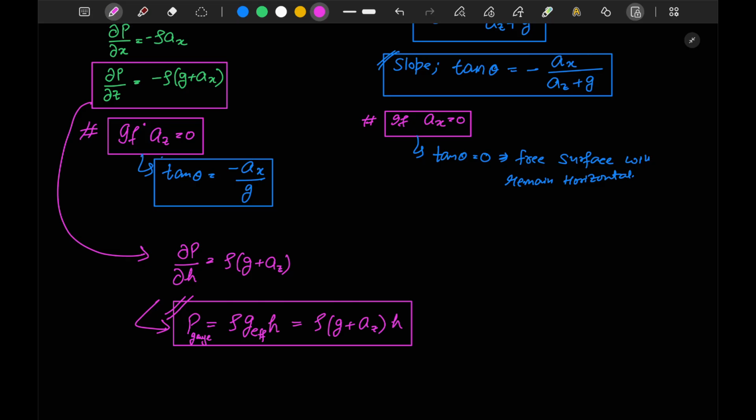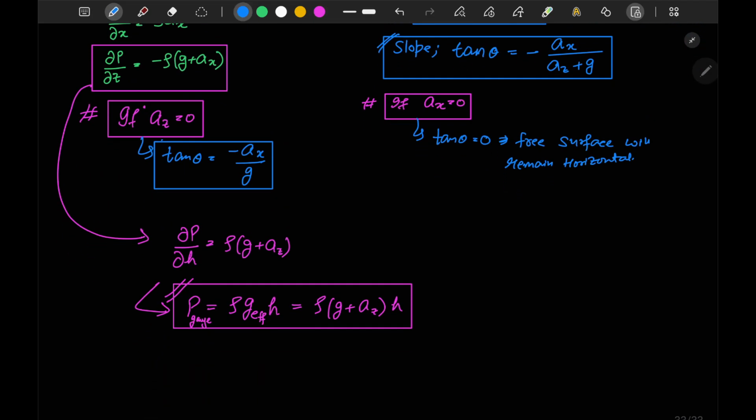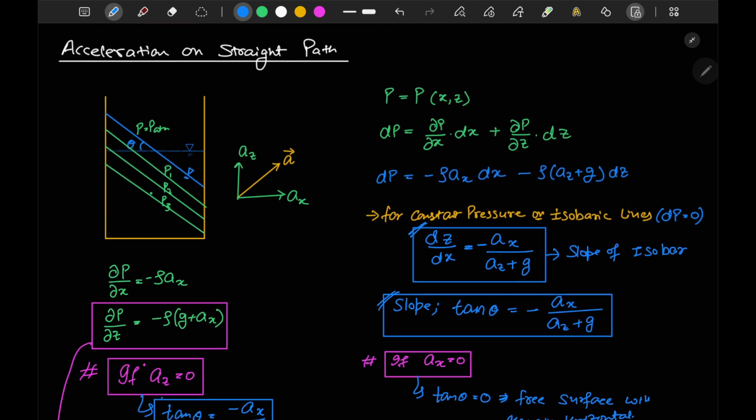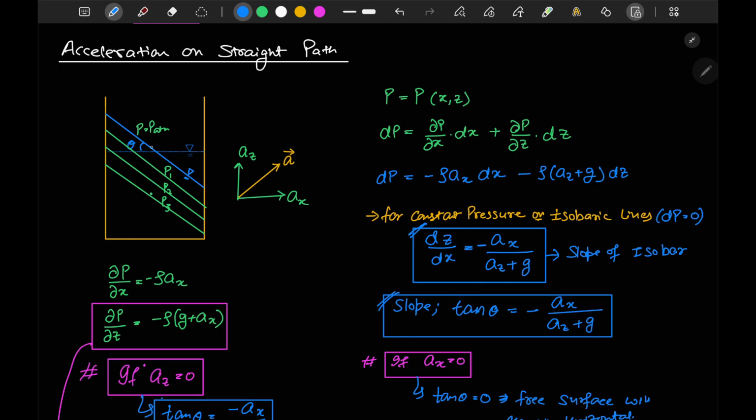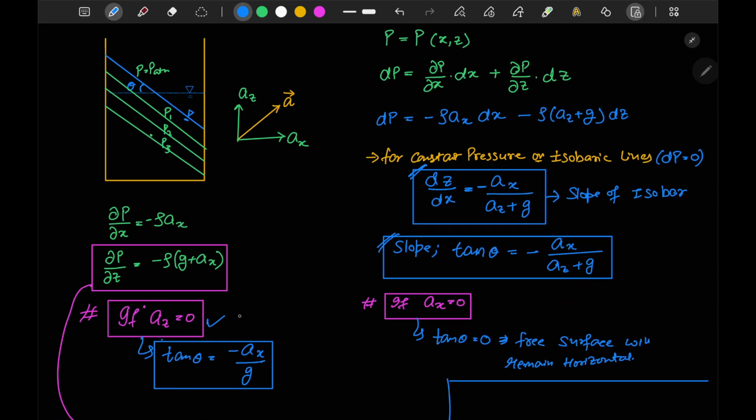Now, one more little thing I would like to add: when we talk about an accelerated vessel, take this example. If the free surface changes after some acceleration, the tilt is proportional to ax. The larger the value of ax, and let's say az becomes 0, tan theta becomes directly proportional to ax.